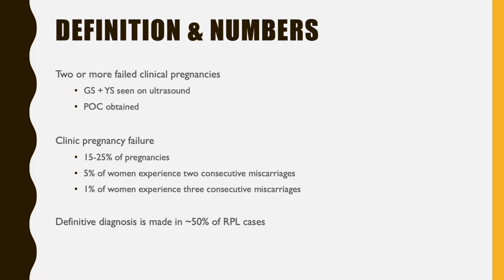Remember that 15 to 25% of pregnancies will end in a miscarriage or an early pregnancy failure. 5% of women will experience 2 consecutive miscarriages, while only 1% of women experience 3 consecutive miscarriages. Also important to know is that a definitive diagnosis is only made in about 50% of cases of recurrent pregnancy loss.